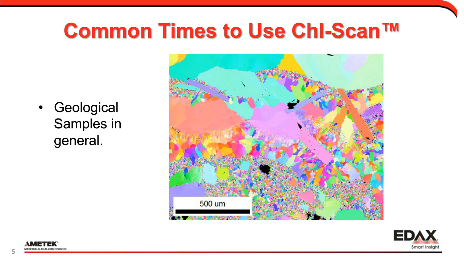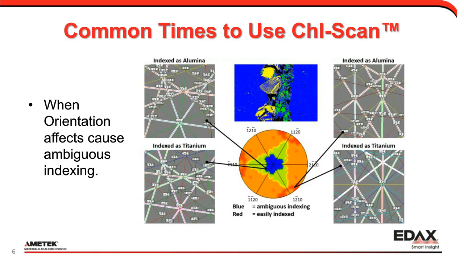The other common time to use Chl-Scan is when orientation effects cause ambiguous indexing. Here's a good example between alumina and titanium. And here in the middle, let's talk about this. We can see in this little diagram down here in the circle, basically the pole figure, that we have blue areas and we have red areas. These blue areas are essentially saying that at this orientation, I cannot really tell any difference between my alumina and my titanium. This is just an orientation effect that we can sometimes see.